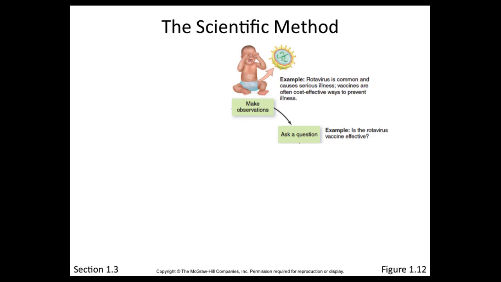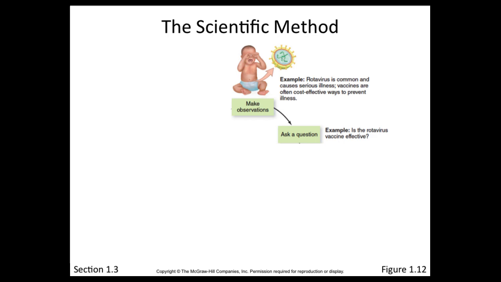The scientific method can be described by using this example. Rotavirus is common and causes serious illness in newborn babies. Vaccines might be a cost-effective way to prevent this illness in these babies. Basically, rotavirus causes really bad diarrhea in the baby, and of course, if you're a little tiny human, then diarrhea can actually be fatal because you get so dehydrated.